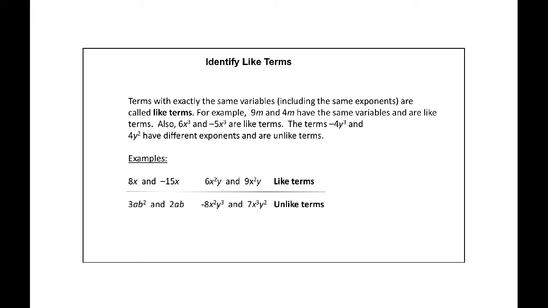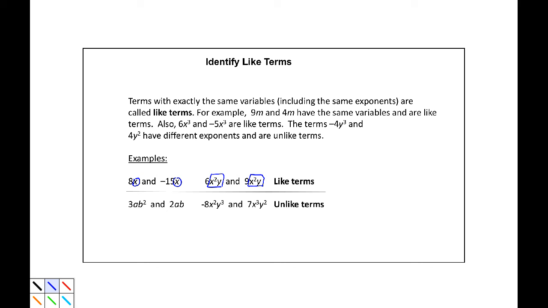A few more examples. We have 8x and negative 15x. Those are like terms. 6x squared y and 9x squared y. Notice, forget the coefficient, but look at the variable portion of that. Those are also like terms.